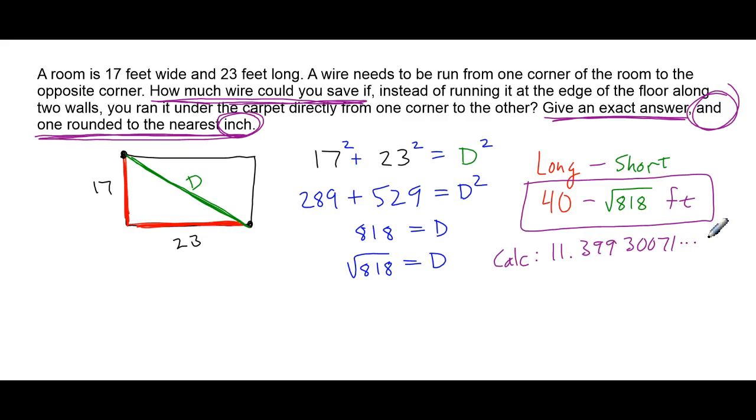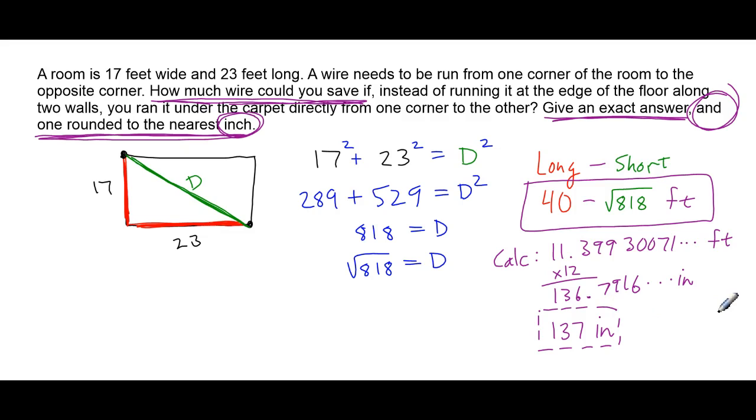Right now, that number, that's feet. So we got to turn that into inches. We got to take that, multiply by 12, and get 136.7916, blah, blah, blah, inches. And if we're rounding to the nearest inch, that's 137 inches. I don't know if I'm happy with that answer. I mean, technically, it answers what the question is telling me to answer.